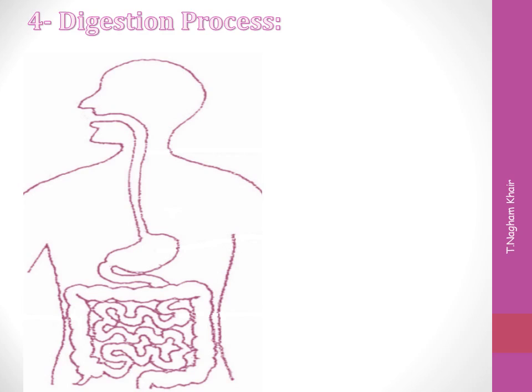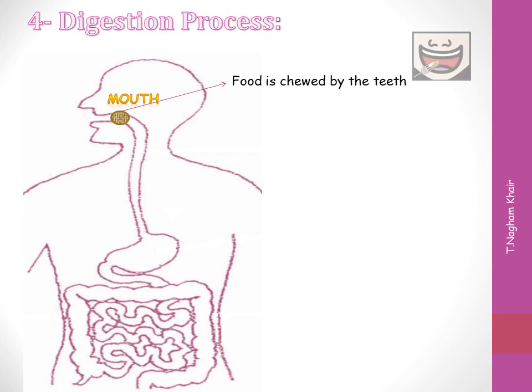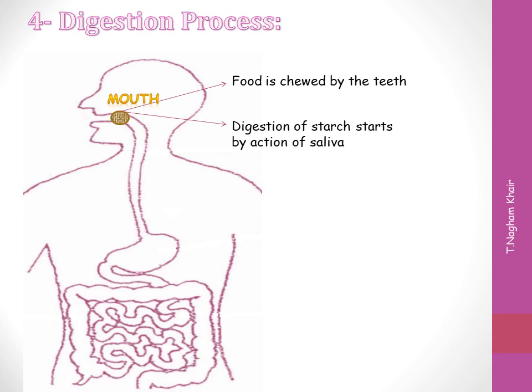Dear students, it's important to know what happens to food inside our body and definitely inside the digestive system. So, let us have a piece of food. Food enters the digestive system through the mouth. Inside the mouth, food is chewed by the teeth. Also, food containing starch is being digested by saliva, which is the digestive juice secreted by salivary gland.